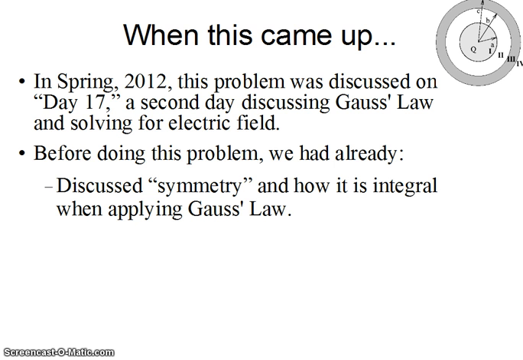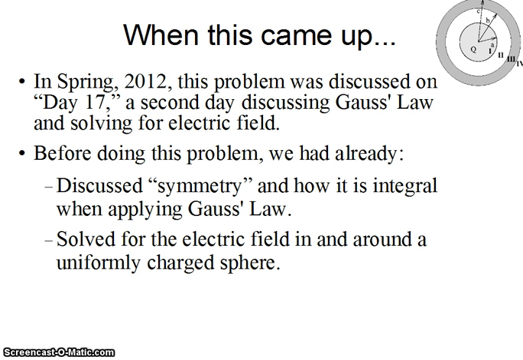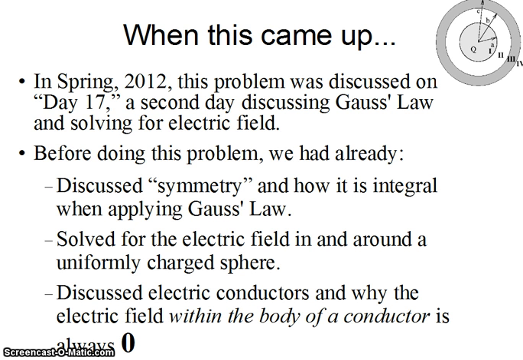When we first talked about Gauss's law and electric field, we saw that symmetry was a really important part, and I'm going to talk about that again when I get to actually doing this problem. We had solved for the electric field in and around a uniformly charged sphere, and we did that with Gauss's law, by invoking some symmetry, and we will use that in this problem. Also, we had discussed electric fields in conductors and why the electric field inside the body of the conductor is always zero as long as we're in equilibrium, which in this course, unless otherwise stated, we are.